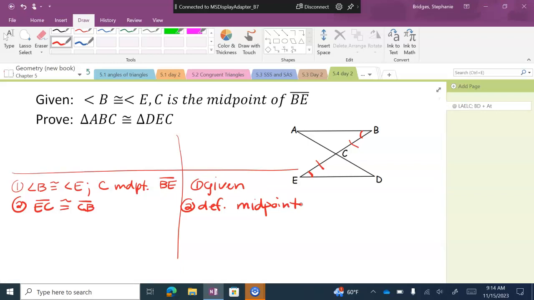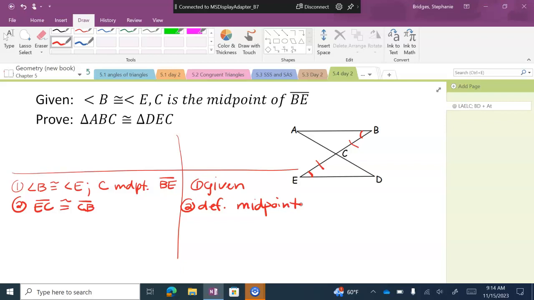So when we have used all of our given information and we still don't have enough to prove our triangles congruent, there's going to be one of two options. You're either going to have a side that is shared. Do I have a side that is shared in these two triangles? No. Or you're going to have a pair of vertical angles. Do I have a pair of vertical angles in this picture? Yes. And we all know that vertical angles are congruent.